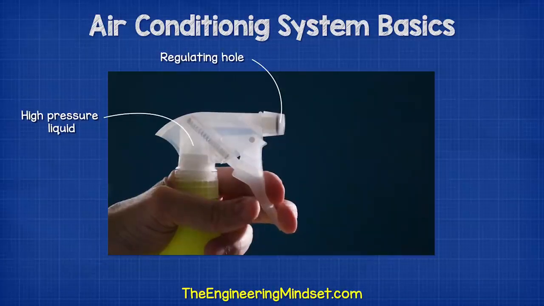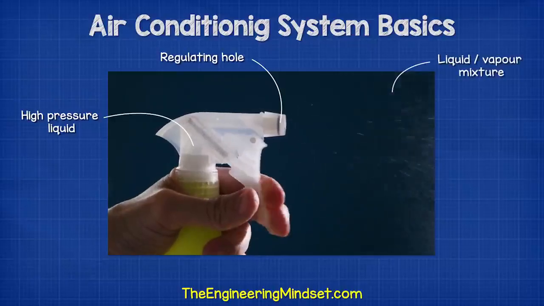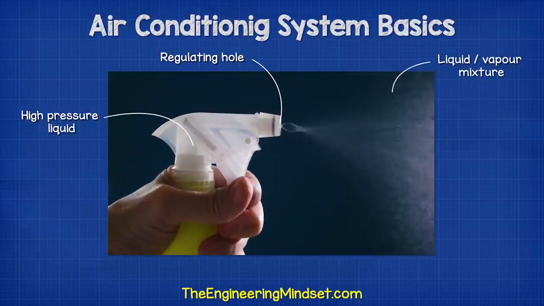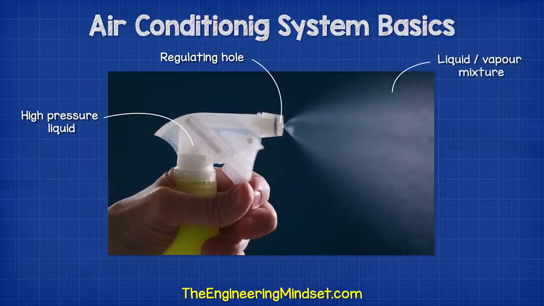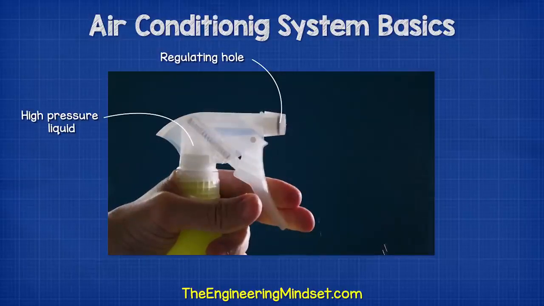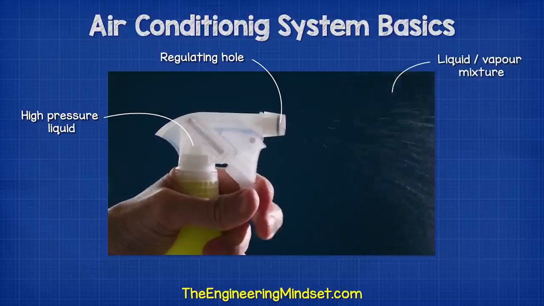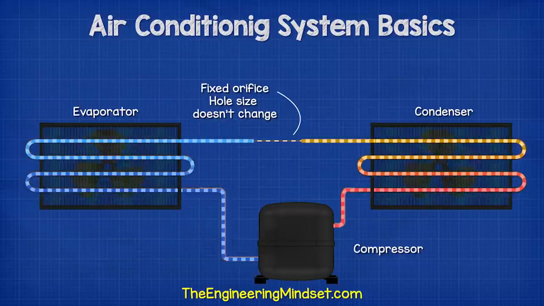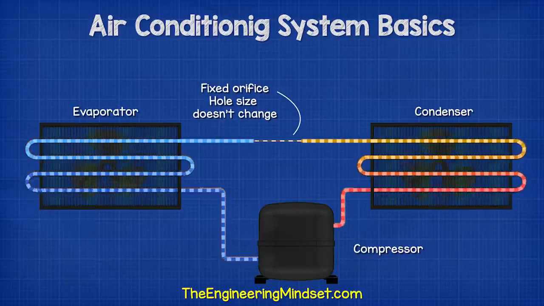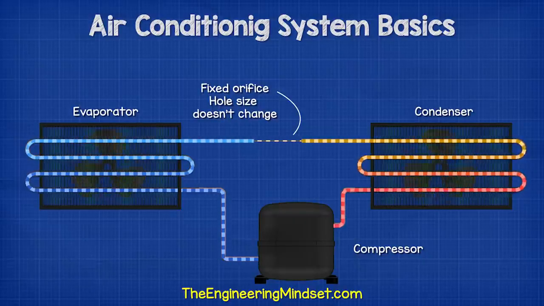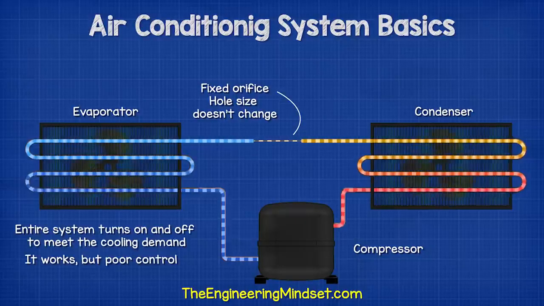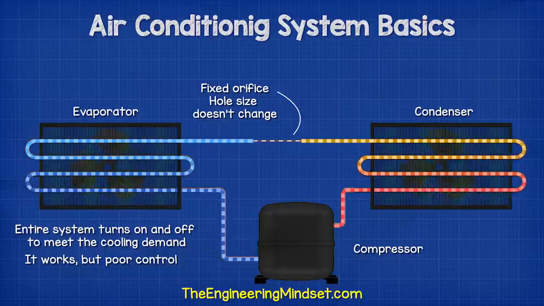It's a little bit like spraying a deodorant can or a spray paint can. It flows through a small hole, causing it to expand as a part vapor and part liquid mixture, and then we can feel the can become cooler. Now, the original method to control this was by using a fixed orifice device, and you might still find these on the back of your refrigerators. The hole within this device was a fixed size, so the entire system would simply turn on and off to meet the cooling demand. It does work, but we can't maintain a stable temperature control because the system is simply turning on and off.